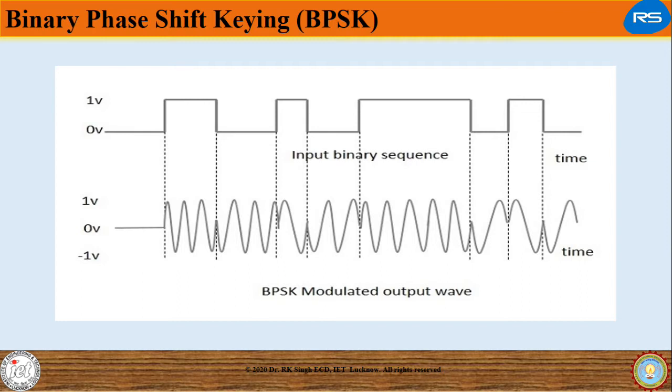Binary phase shift keying is also called two-phase PSK or phase reversal keying. In this technique, the sine wave carrier takes two phase reversals, such as 0 degree and 180 degree. BPSK is basically a double sideband suppressed carrier, DSB-SC, modulation scheme, with the message being the digital information.